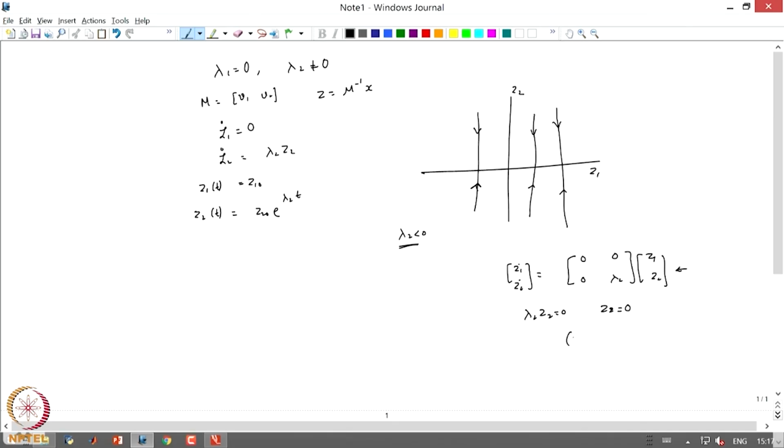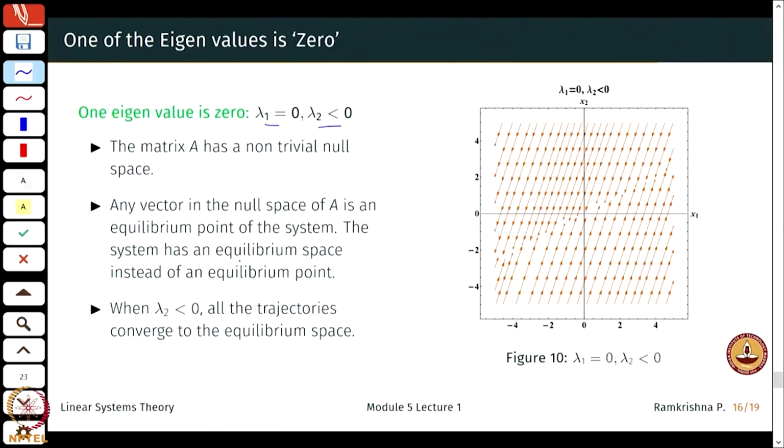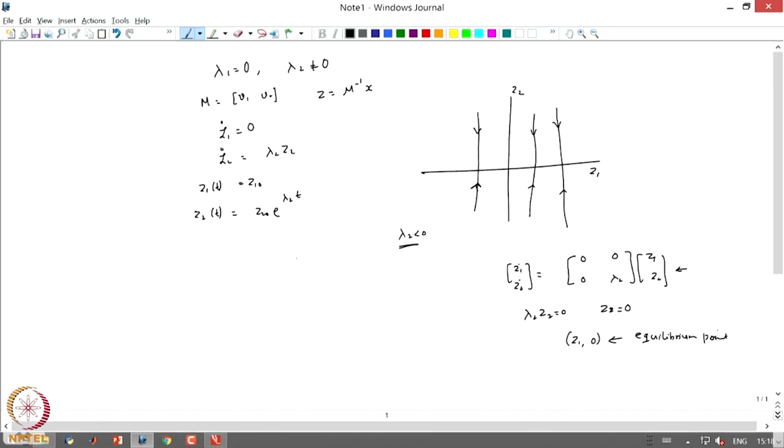So, any point of the form z1 comma 0 is an equilibrium point of the system, or in general here I will have an equilibrium space instead of an equilibrium point. So, take any z1 with z2 equal to 0. So, 1 comma 0 is an equilibrium, similarly is 10 comma 0, minus 10 comma 0 and so on.